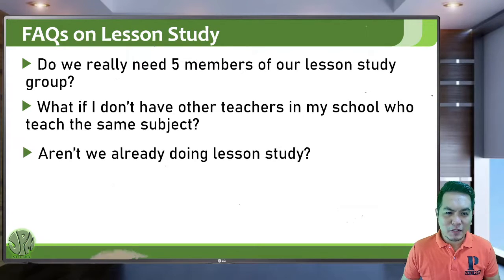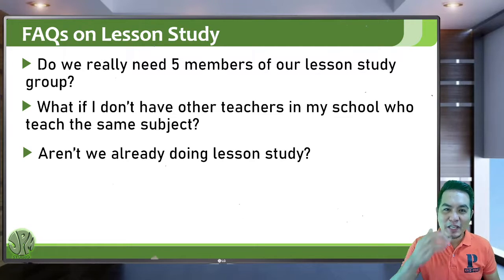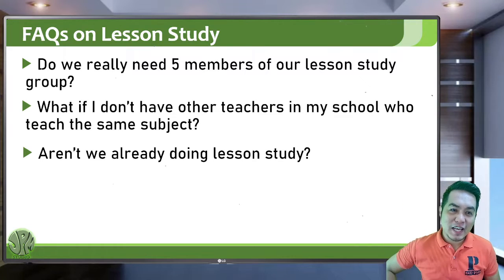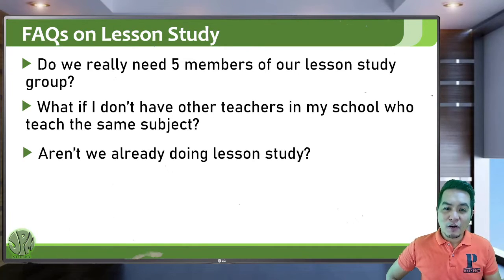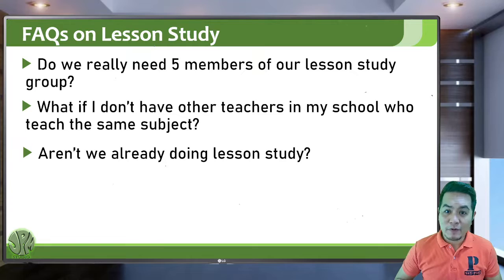Another common question: aren't we already doing lesson study because we are collaboratively making our lessons? Yes, but not quite, because sometimes we forget to have a post-lesson reflection and discussion. Sometimes we do the planning and the implementation, but we forget the post-lesson reflection and discussion to check what went wrong with our lesson, what went well, and how we can improve it, so that we can plan again and reteach the lesson with more inputs from the group and from the students.